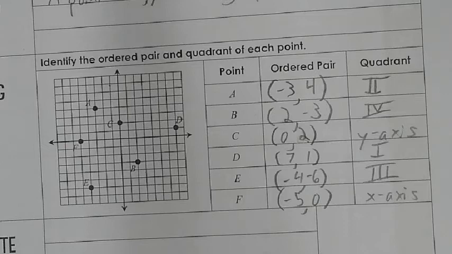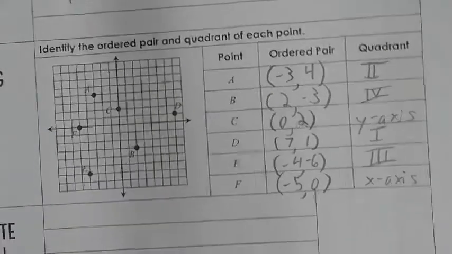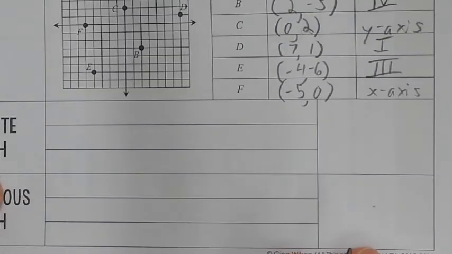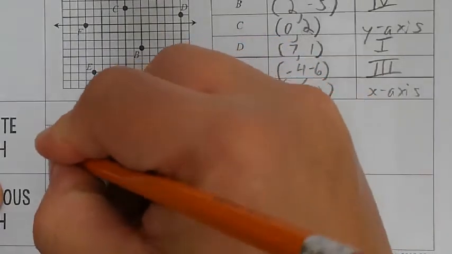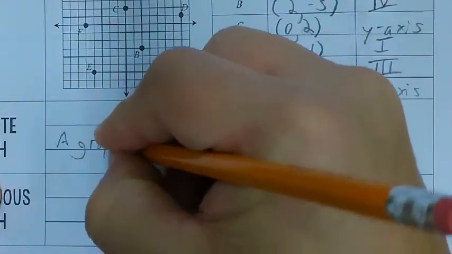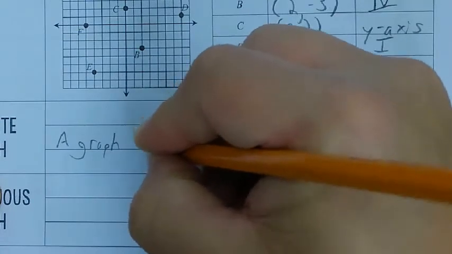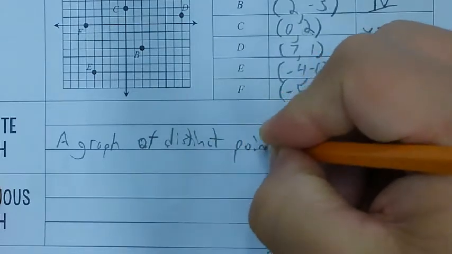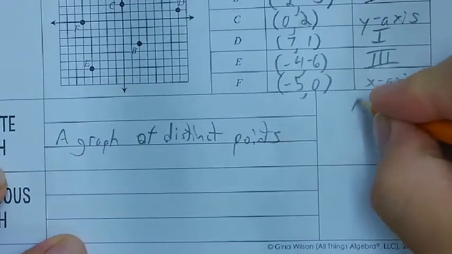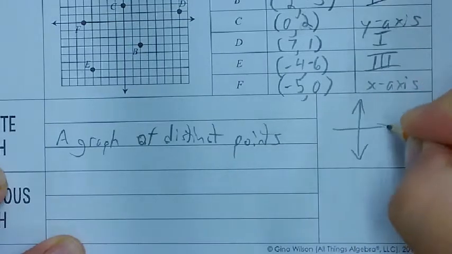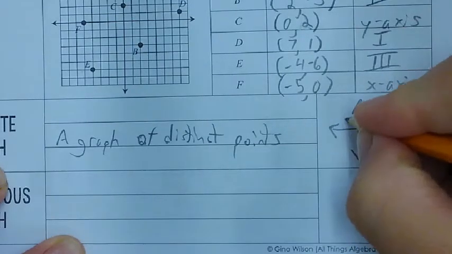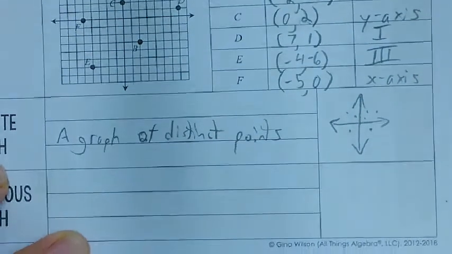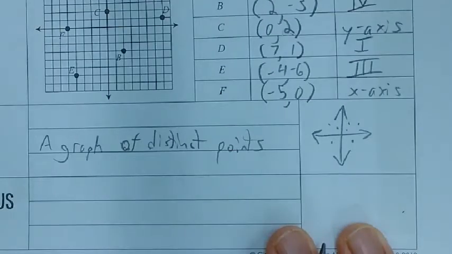Okay, so the next thing is we have to know the difference between a discrete graph and a continuous graph. Discrete means it's just random points plotted throughout it. A graph of distinct points. What that would look like is if you have your little coordinate plane and you have random dots throughout it. That would be considered discrete, where you just have points.